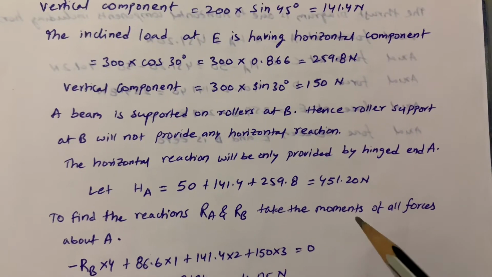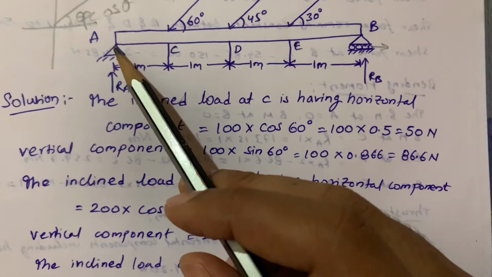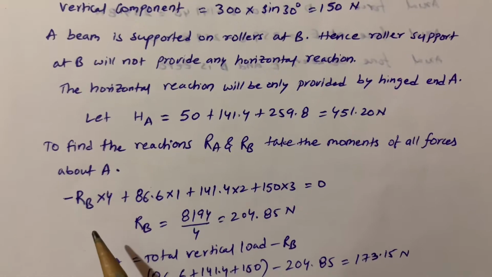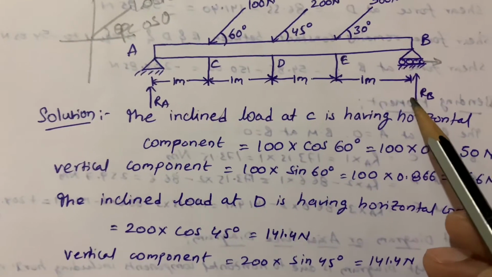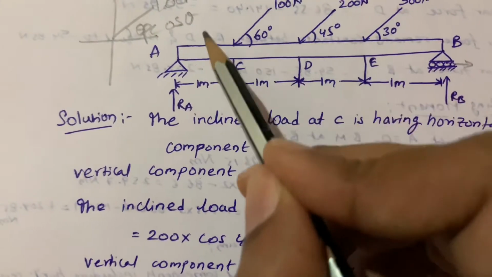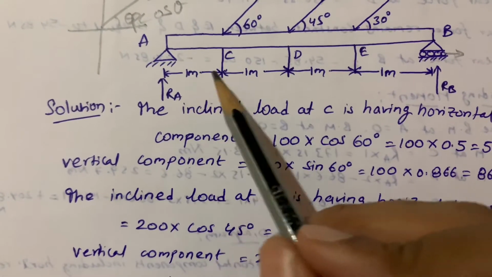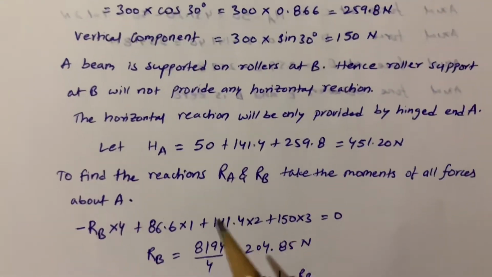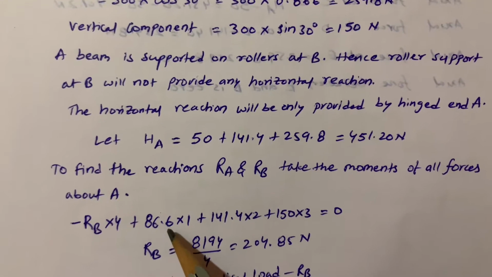How? By taking the moments of all forces at A. So moment at A equals 0. The moment formula is nothing but force into perpendicular distance. So where is RB? RB is here. RB is an anti-clockwise moment, RB into this total distance 1, 2, 3, 4. This is the perpendicular distance to this force. So RB into 4 minus RB, anti-clockwise moment, plus 86.6 into 1.